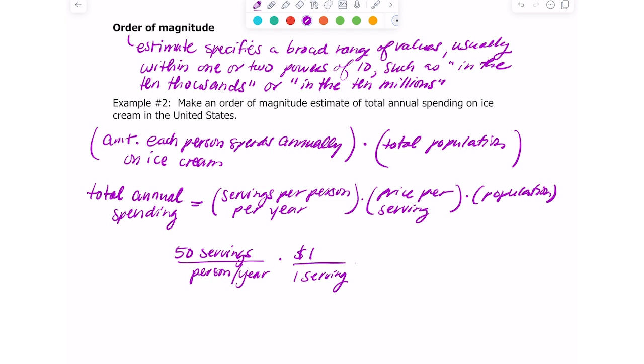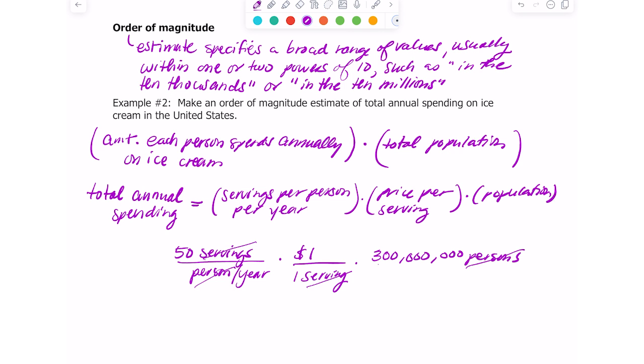And then how many people are in the United States? We can look that up, but it's about 300 million people. Okay. So I know that servings are going to cancel. I know that people are going to cancel, and I'm going to be left with how much money per year.